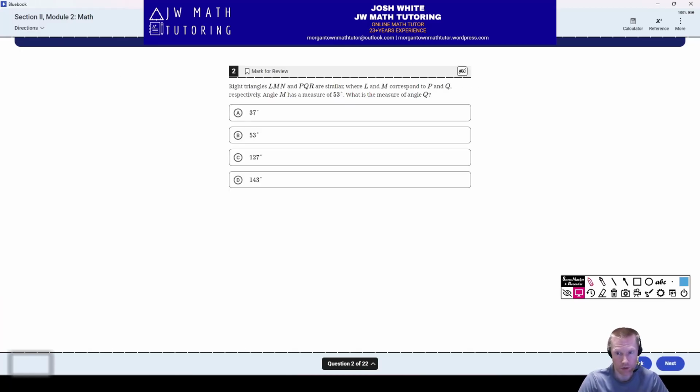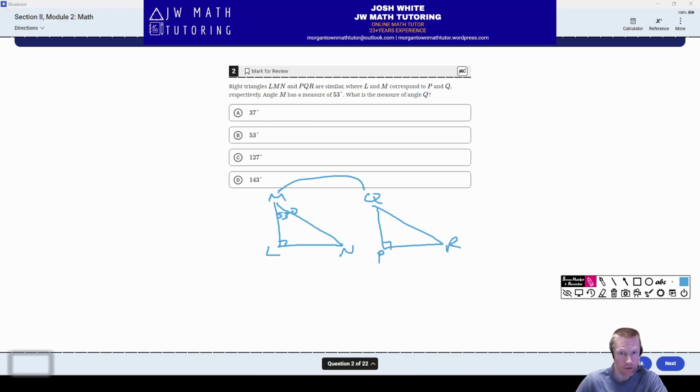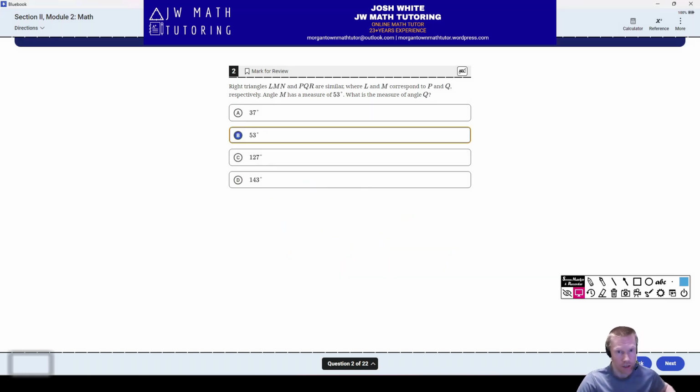All right, next up, number 2. Here we have some right triangles. So we know that angle M, LMN and PQR, we know that M is 53 degrees. Okay, so M obviously can't be the right angle. What is the measure of angle Q? Well, M corresponds to Q. When you have similar triangles, the corresponding angles are congruent. So Q will also be 53 degrees. The correct answer for this one is just letter B.